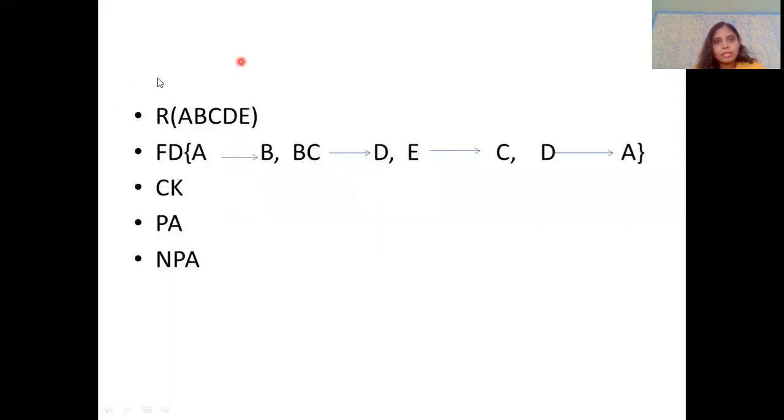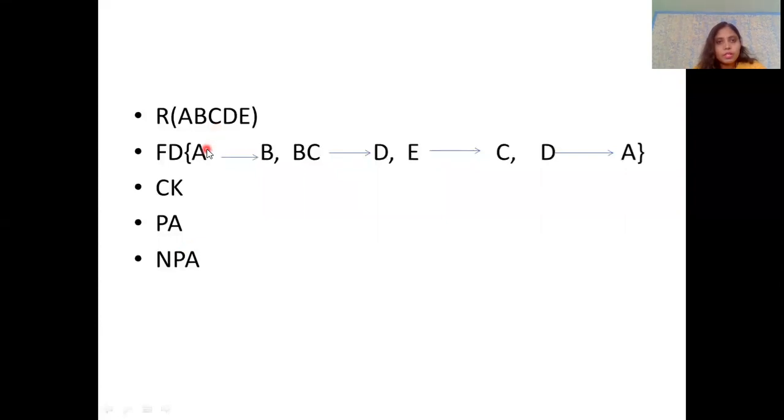This is the second example that I have considered, where I have a relation which contains the attributes A, B, C, D, and E. It contains four functional dependencies. Here we have to find the candidate keys, the prime attributes, and the non-prime attributes. The first functional dependency: A determines B. Second: BC together determine D. Third: E determines C. And fourth: D determines A.